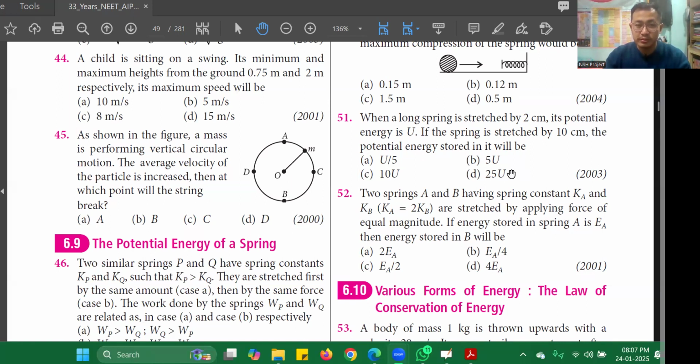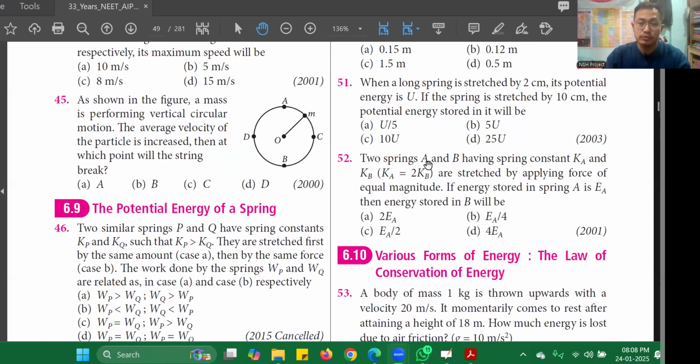Okay, fine. So 25 U. Using the potential energy formula, half kx squared, it doesn't matter whether x is in centimeter, meter or millimeter, as long as the units are the same. The constant k is the same for the same spring. So half k into 2 squared is 4, and half k into 10 squared is 100. So 4 by 100 is 1 upon 25, so it is 25 times U.